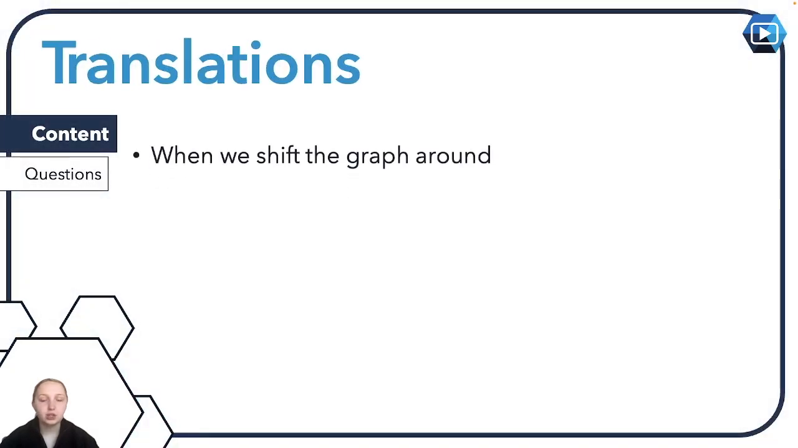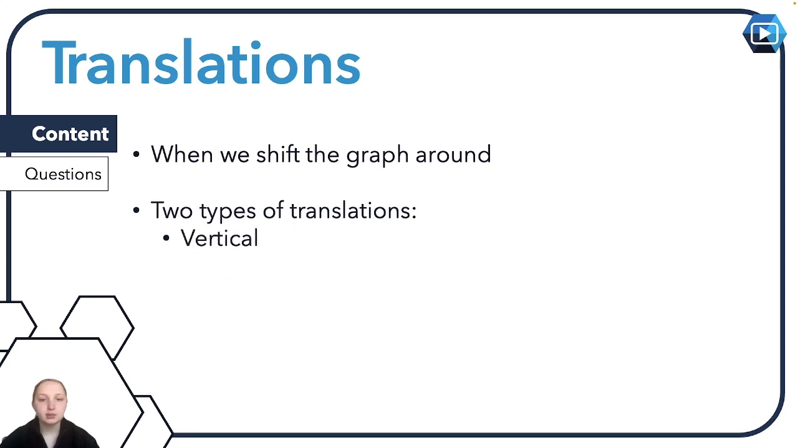Translations occur when we shift the graph around in its entirety. When you do a translation, you are moving the entire graph and every point on that graph, either up or down if it's vertical, or left or right if it's horizontal. When you're performing a translation, you're not changing the shape or the width of the graph itself, simply just moving it around. So when we're looking at translations, there's two types.